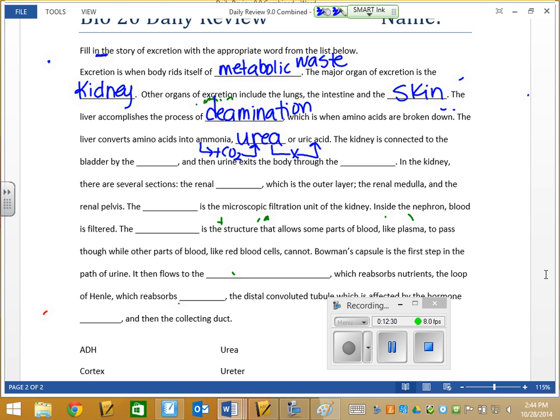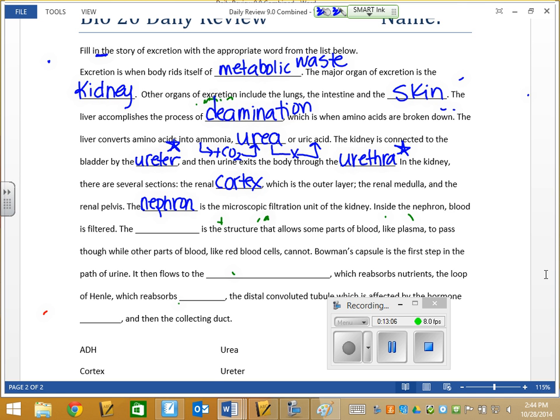The kidney is connected to your bladder by a tube called the ureter. Urine exits your body through the urethra. Those two words are incredibly similar, and on a quest, I would definitely make a question where you had to know the difference between them. In the kidney, there are several sections. You have renal cortex, which is the outer layer, the renal medulla, and the renal pelvis.